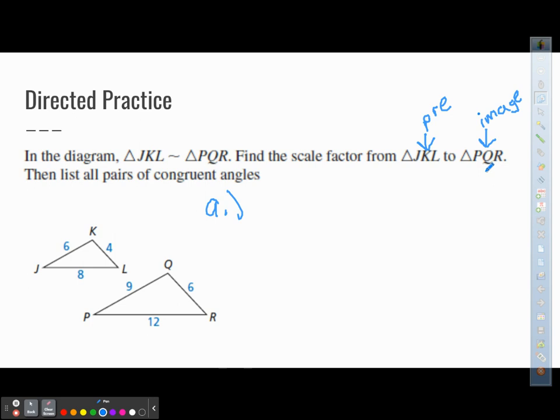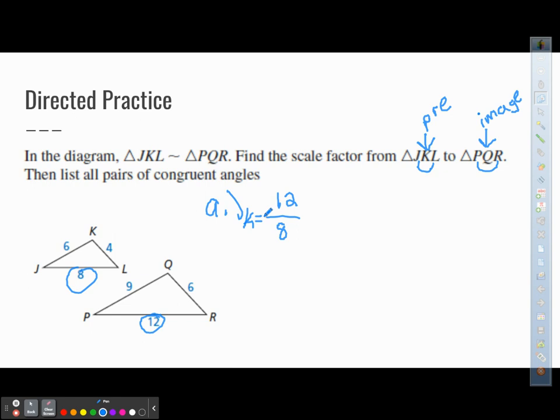What side would you like for me to pick? PR and JL. Can we do PR? Okay, so if I do PR here, do I have to do JL? If you pick PR, you have to do JL because PR and JL are corresponding. PR is 12 and JL is 8. So my scale factor is 12 over 8 for those two sides, but I can reduce that.